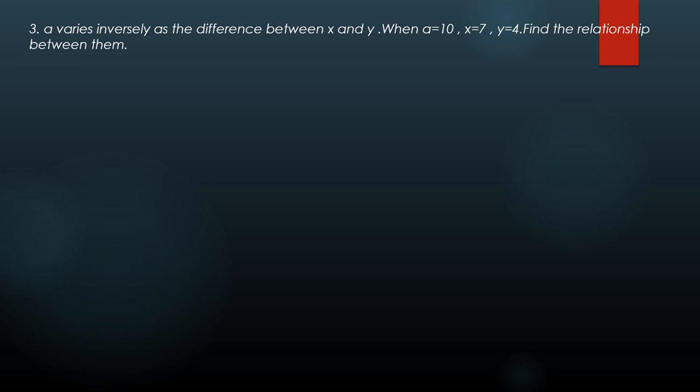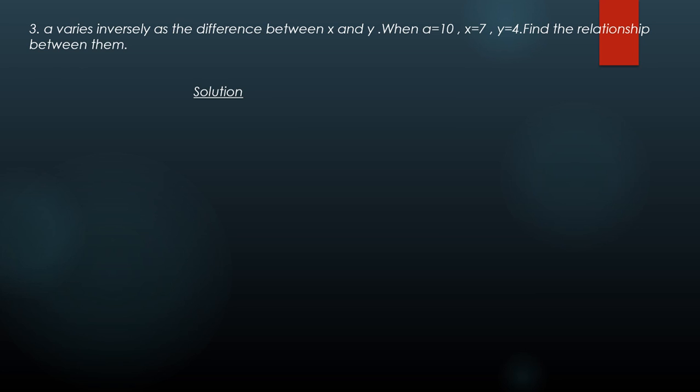Let's try another example. Here it says a varies inversely as the difference between x and y. When a equals 10, x equals 7, y equals 4. Find the relationship between them. Okay? So here we need to get what our formula is first. So find the formula connecting them.